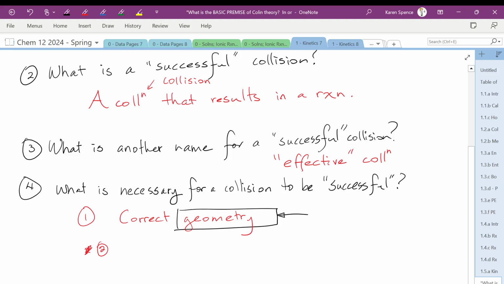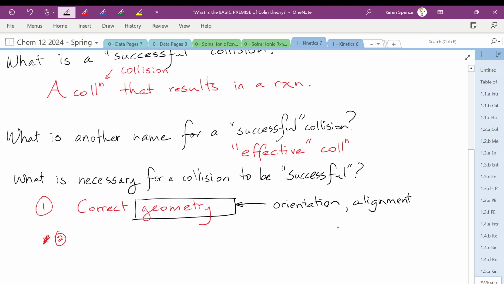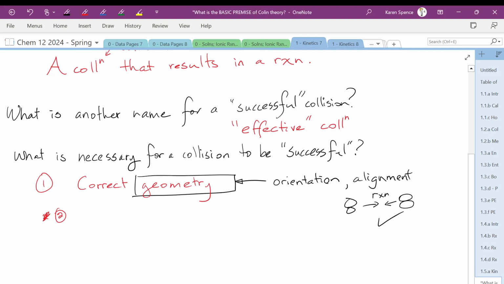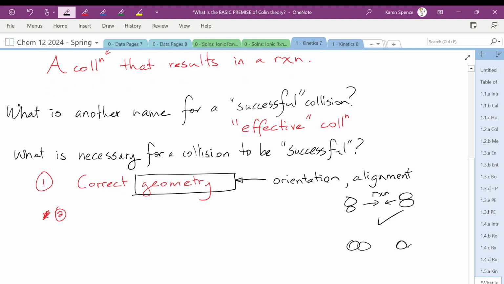All right. So what is the meaning of the word geometry? Orientation. Or in other words, alignment. So this could be like a couple particles approach like this, and we get a reaction. But if they approach like this, then we get no reaction. It just means if they're not lined up correctly.